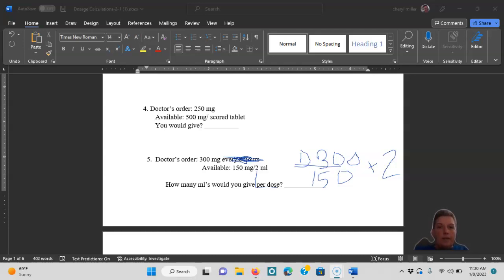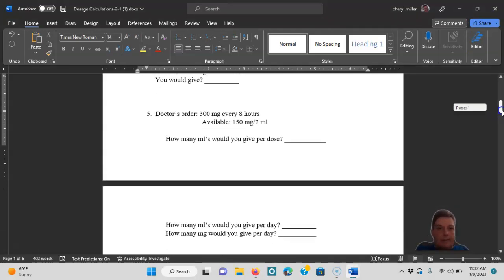So 4 milliliters. If you think about this, if there's 150 in 2, wouldn't there be 300 in 4? It's a direct proportionate ratio. Okay. All right, let's keep going here.